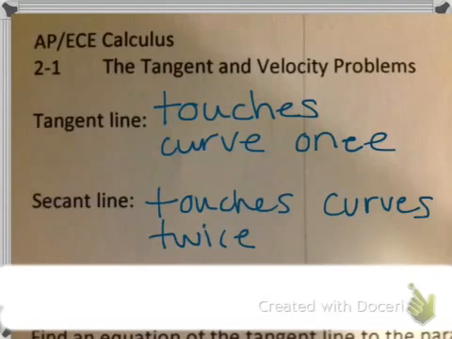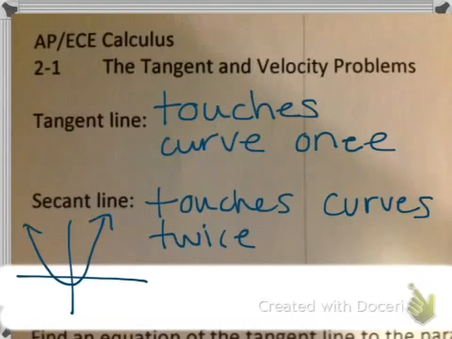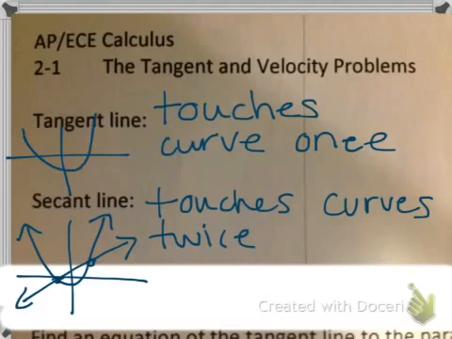So, for example, if I have a parabola and I want to draw a secant line, there'd be a secant line. It goes through the curve at 2 points. Versus if I want a tangent line and I have a parabola, it's just going to touch the parabola on the outside at 1 point. It's kind of hard to see or to draw completely to scale.